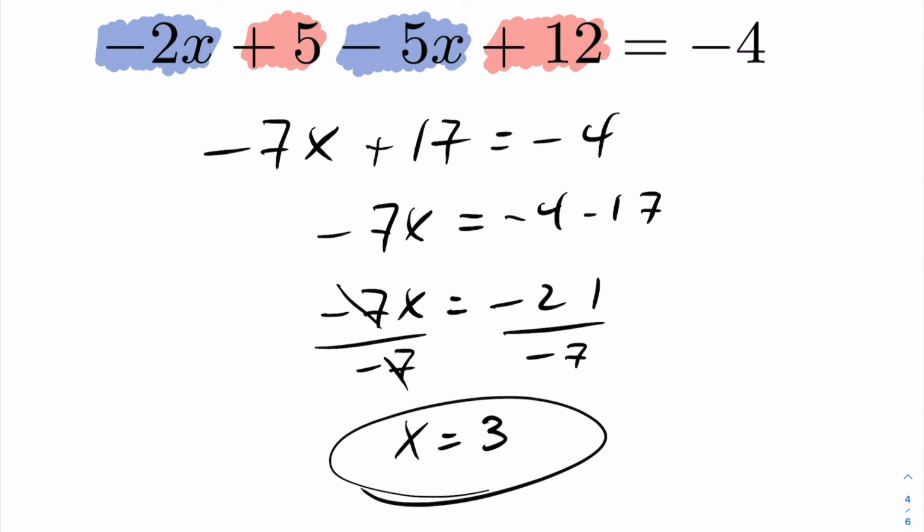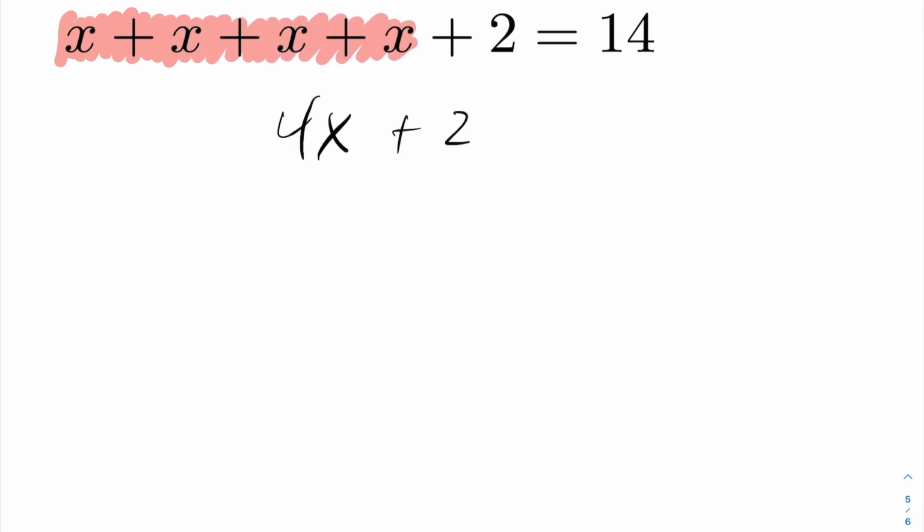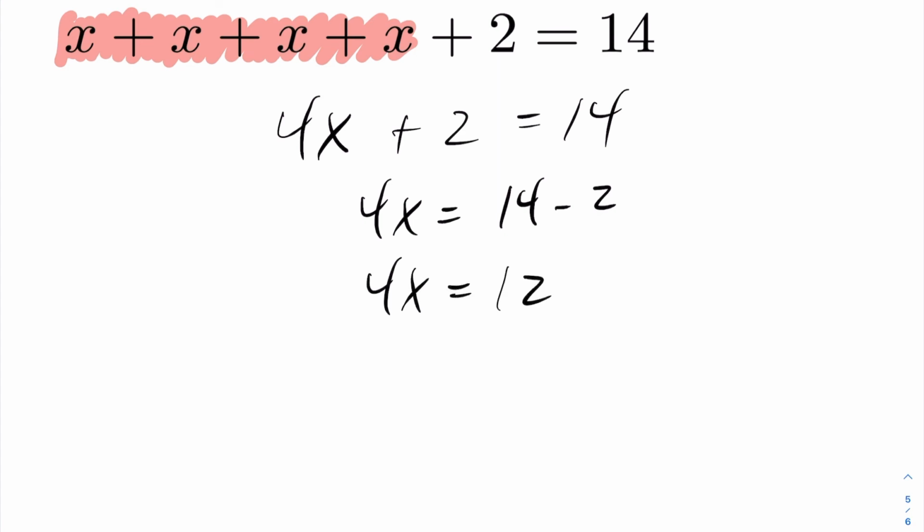Let's take a look at another example. So the next example here, we want to collect up like terms first. And you'll notice here, right away, I have x plus x plus x plus x. That'll become 4x plus 2 equals 14. And notice, just to remind you, there's a coefficient of 1 in front of each of these if they don't write it. Now we're going to go ahead and subtract 2 on both sides. So I end up getting 14 minus 2. And you get 4x is 12.